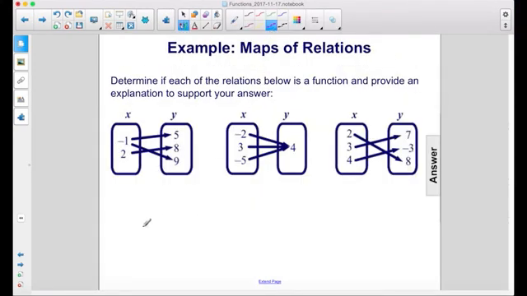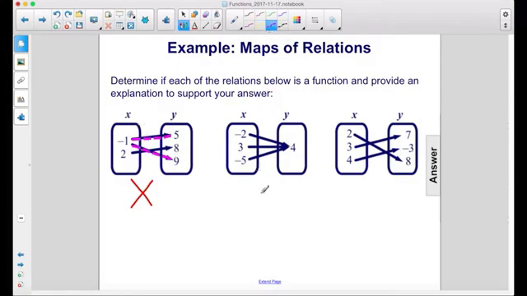All right, let's determine if each of the relations below is a function and provide explanations to support our answer. Here's our first relation. We have -1 maps to 5, and we have -1 maps to 9. So what do we know about that? It's not a function because one x value cannot map to 2 separate y values.